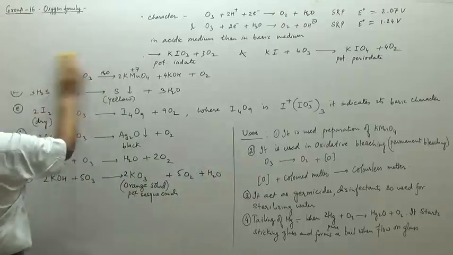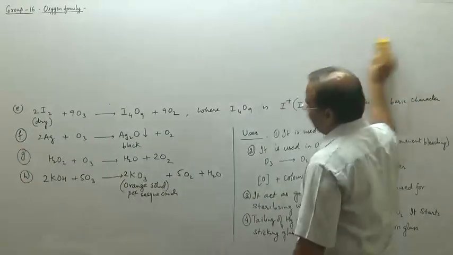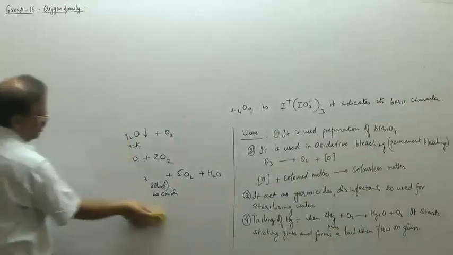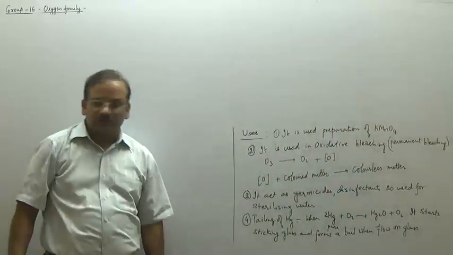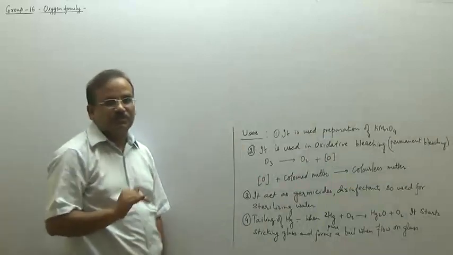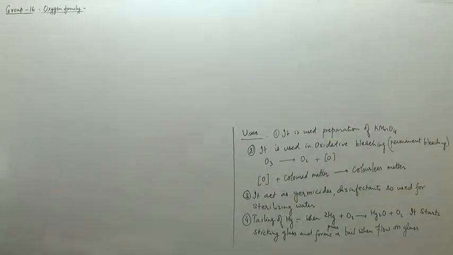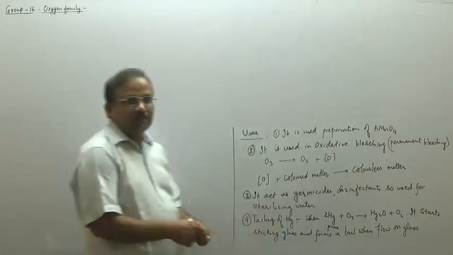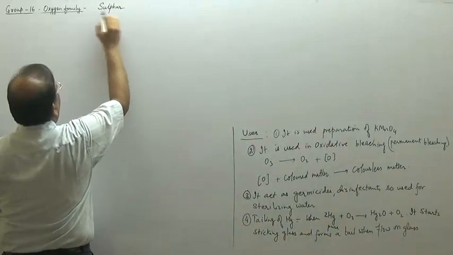These are the chemical properties of ozone, and these are the SRP values from which we can tell that ozone is a strong oxidizing agent in presence of acid. It also acts as an oxidizing agent in presence of base, but it is a weaker oxidizing agent in presence of base than in presence of acids. Next we can discuss sulfur. So let us start sulfur now.